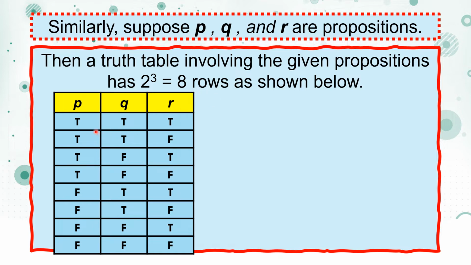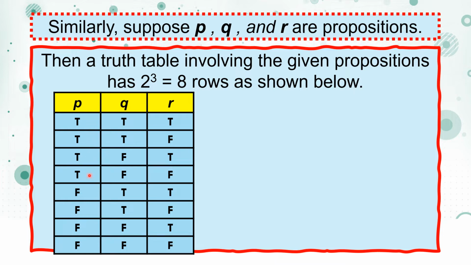So, para mapadali yung ating pagsulat ng mga possible truth value combinations ng ating P, Q, and R, ito yung technique. So, since we have 8 rows, i-divide natin yung 8 into 2. Bakit 2? Kasi nga meron tayong true or false. So, dalawa yun. So, 8 divided by 2 is 4. So, isulat natin 4 na true, then 4 na false.